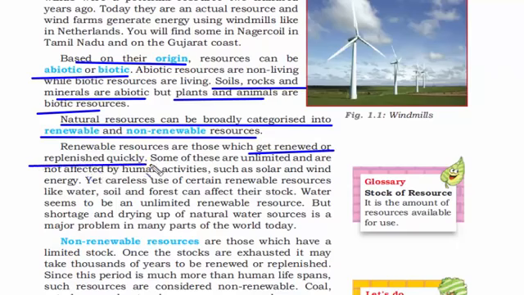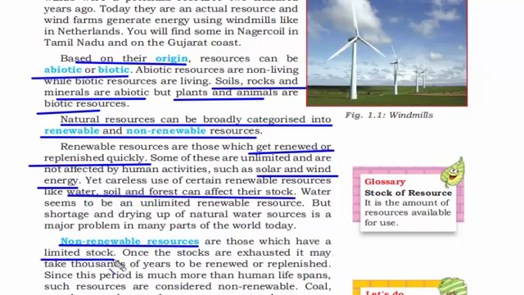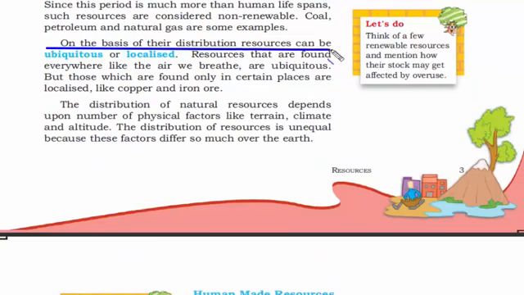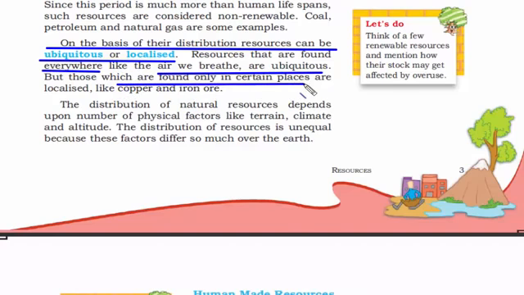So they can be renewed or replenished quickly. So some of the examples are solar and wind energy. On the other hand, non-renewable resources are the ones which are limited in stock. Once it's over, it may take thousands of years to be renewed. Based on the distribution, resources can be divided into two categories, ubiquitous and localized. The meaning of ubiquitous is it is found everywhere, like air, and the meaning of localized is which is found only in certain places, like copper and iron ore.